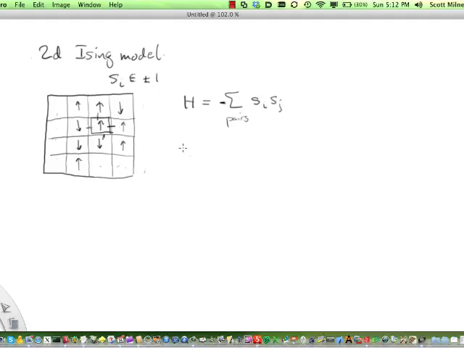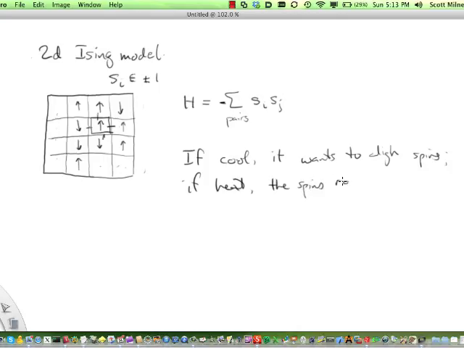So if you cool this system, it wants to align all the spins, and if you heat it up to a high temperature at which entropy is dominant, then the spins randomize. And this model has, in fact, a phase transition between a finite tendency for the spins to order and a zero average spin.